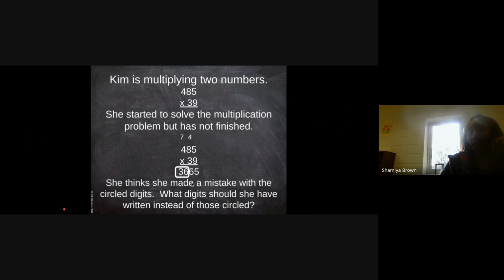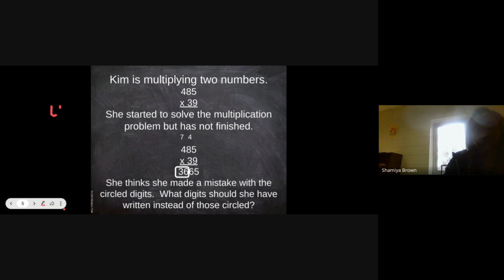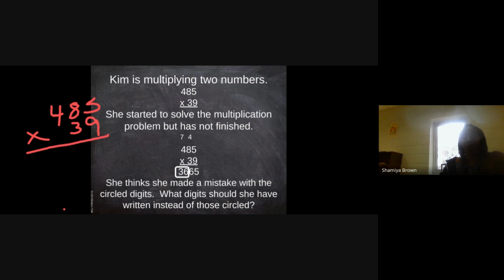So guess what we're going to have to do to know? Going to have to solve it. Going to have to multiply. So I have 485 times 39. So we're going to solve. We're going to start working it out and find out what her mistake was with the circle part, 36. That's what she had circled.